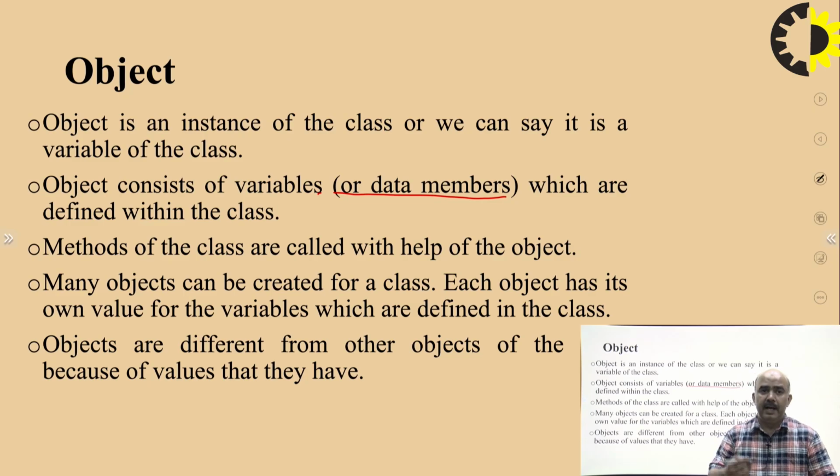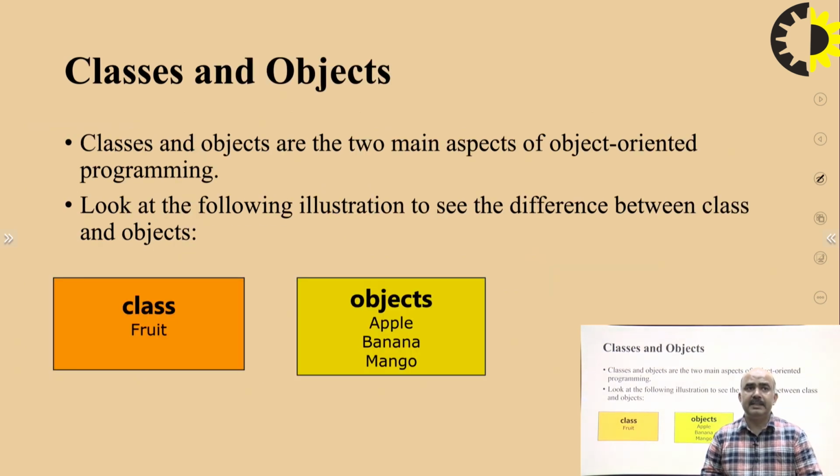It means for certain methods the values will be different, and for different methods the values will be different. So a class is just like a fruit.